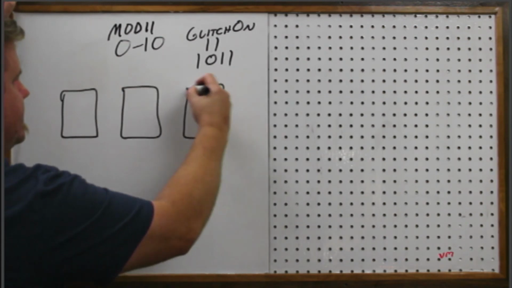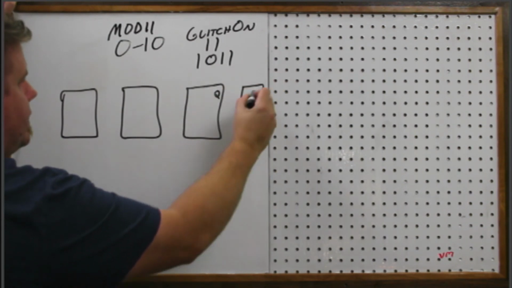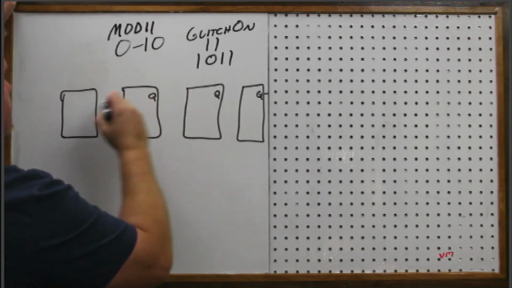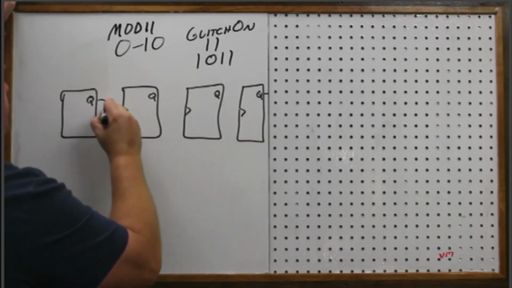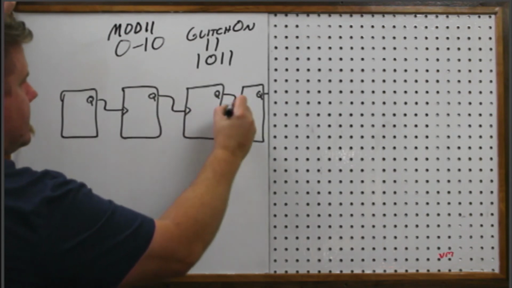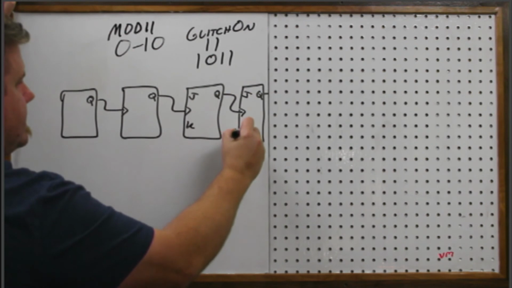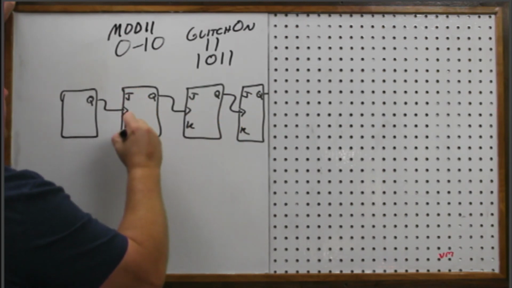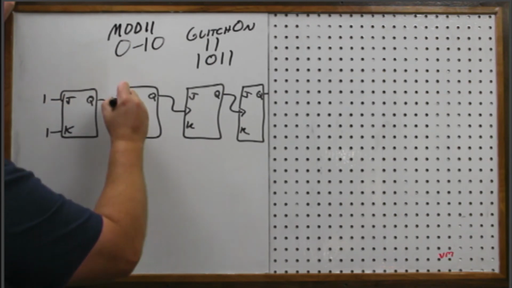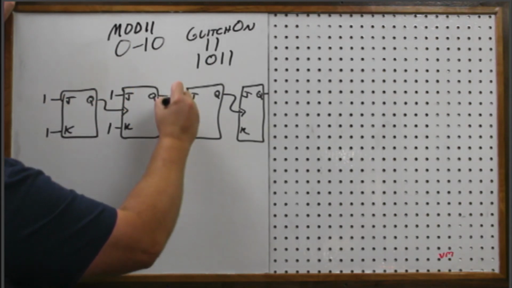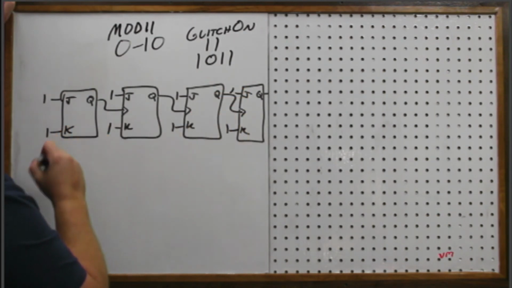All of them are in toggle mode. Right? And so the Q becomes the clock pulse of the next one. And we have our J's and K's. And we show that this is in toggle mode by putting them all high. And again, you could make these negative edge triggered, but just for this example.